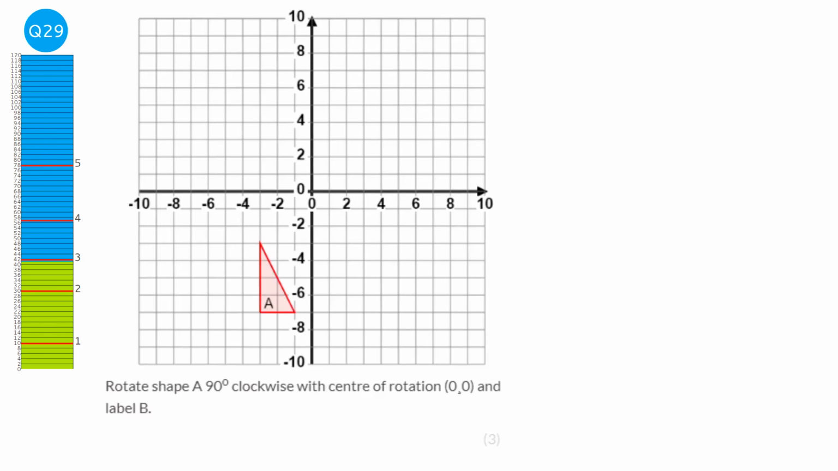So we're asked to rotate the triangle A 90 degrees clockwise and the centre of rotation is at 0, 0. So we're going to first of all just show where the centre of rotation is, which is at our origin. And what you do is you get tracing paper, trace out the triangle, and rest your pen or pencil at 0, 0. So I'm just going to draw it out. So just copy it out.